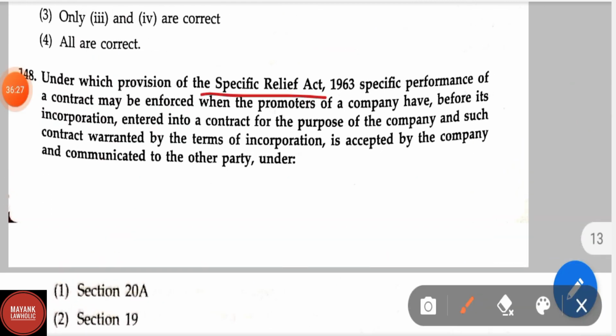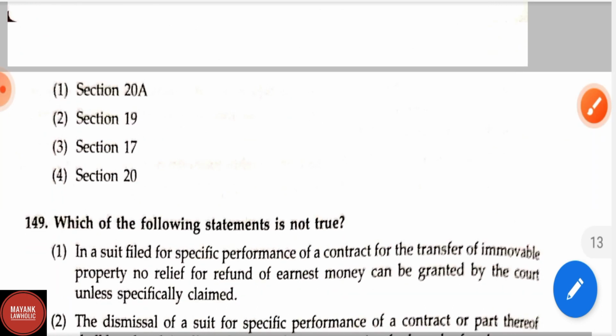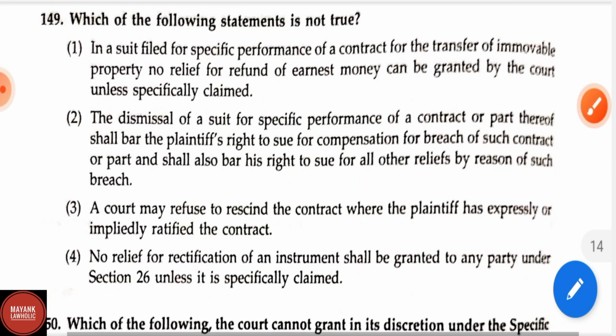Under which provisions of the SRA may specific performance of a contract be enforced when the promoters of a company have, before its incorporation, entered into a contract for the purpose of the company, and such contract, warranted by the terms of incorporation, is accepted by the company and communicated to the other party? Section 20A, Section 19, Section 17 or Section 20. In the given question, the correct answer is option number 2, that is Section 19. Let us see question number 149.